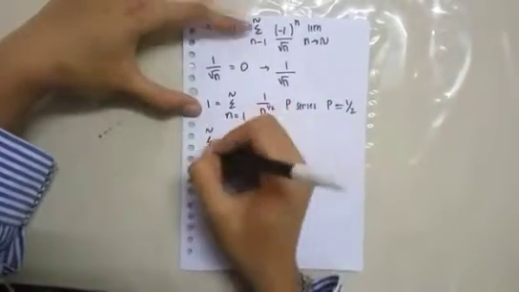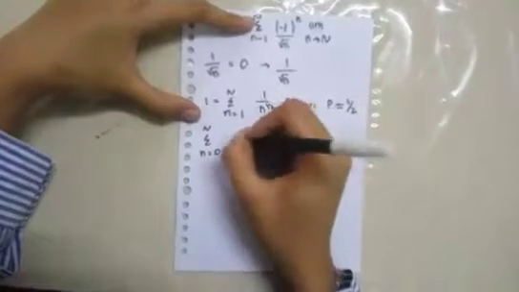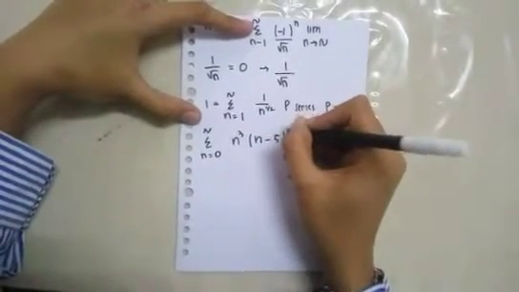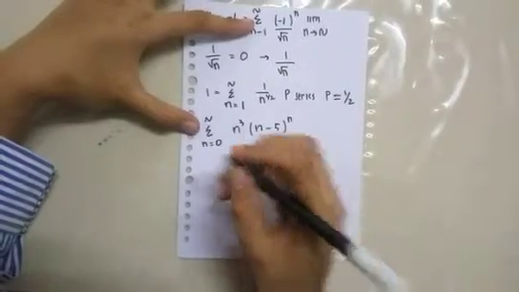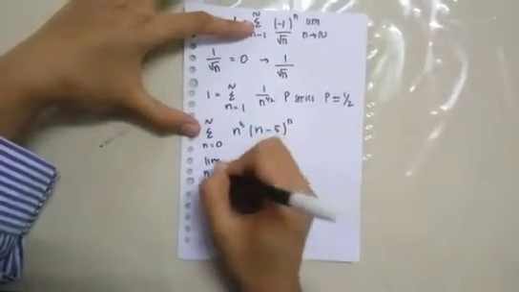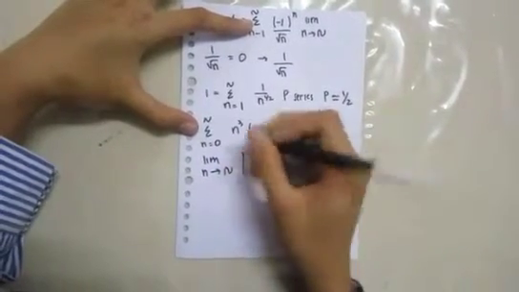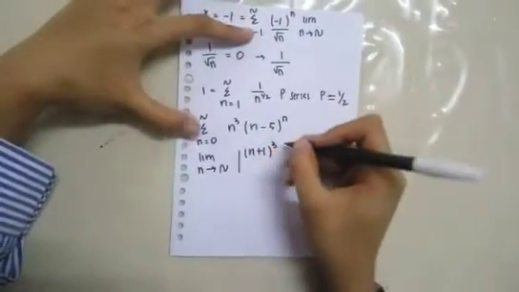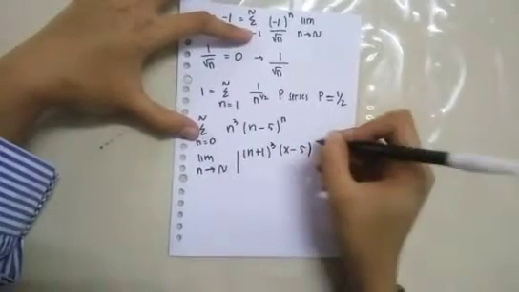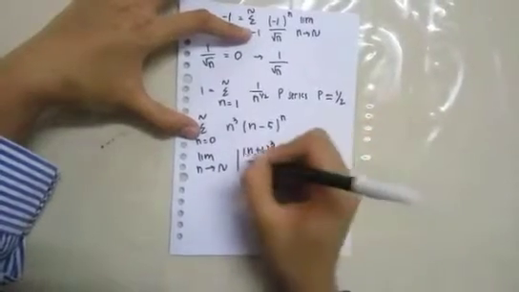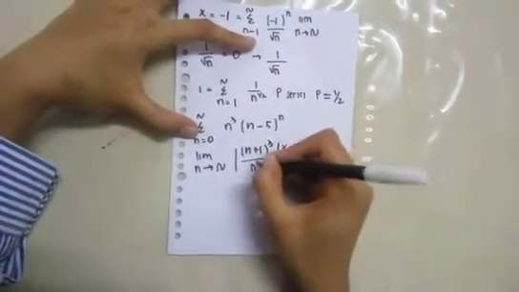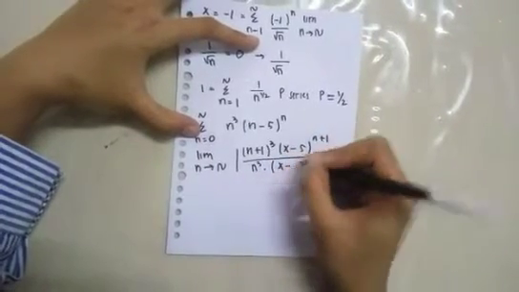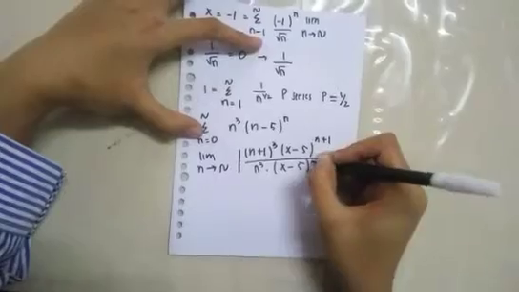Next, the sum from n equals 0 to infinity of n cubed times x minus 5 to the n. Limit as n goes to infinity of the absolute value of n plus 1 cubed times x minus 5 to the n plus 1, divided by n cubed times x minus 5 to the n, absolute value.